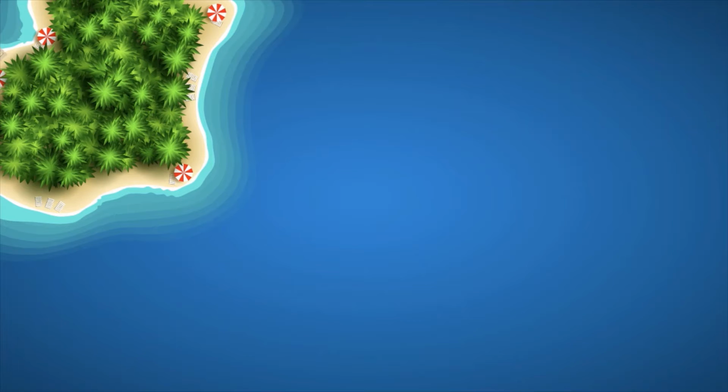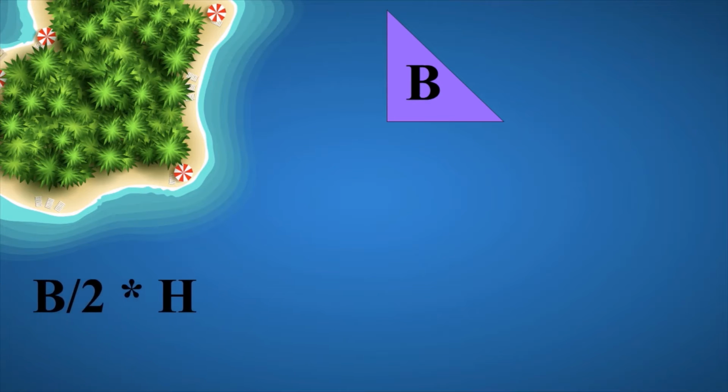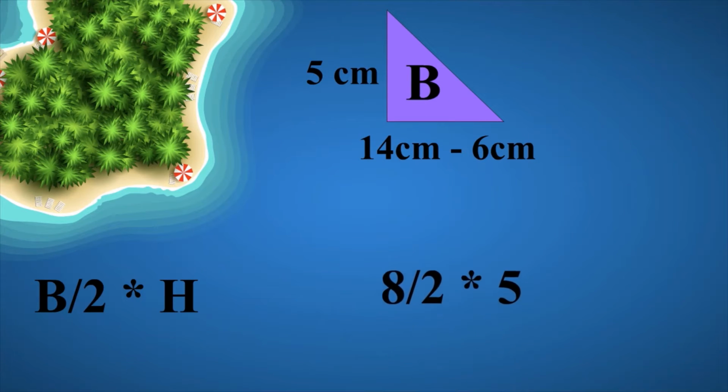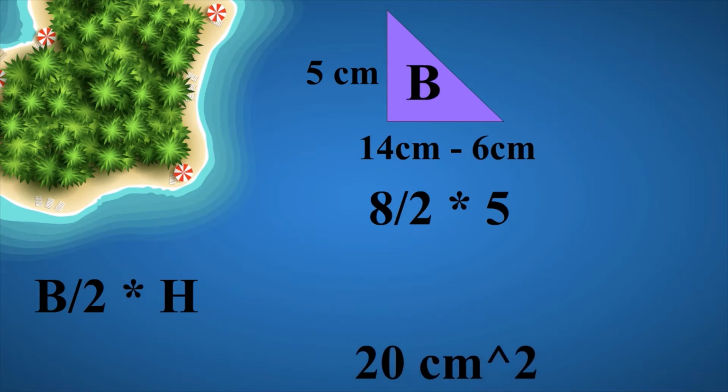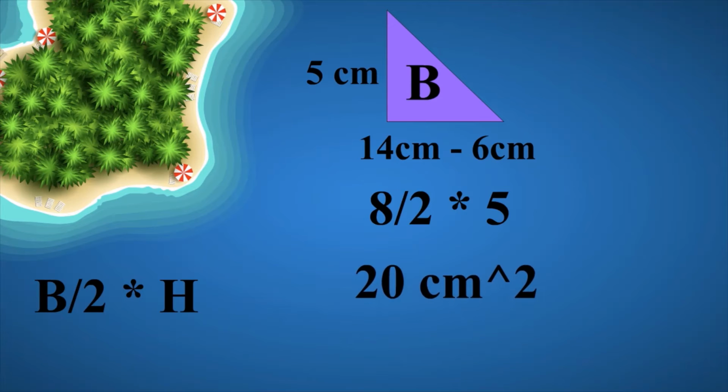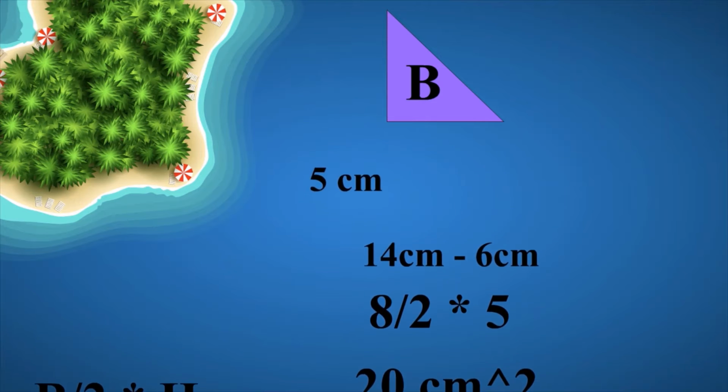So now, let's take a look at shape B. Shape B is a right triangle, and those can be a little tricky, but we can get it together. The formula for a right triangle would be half the base times the height. And so, we don't know what the base is, but we can find it by doing 14 minus 6 to get 8. And then we could do 8 divided by 2 times 5 to give us 20 centimeters squared. And that is our area for the right triangle.